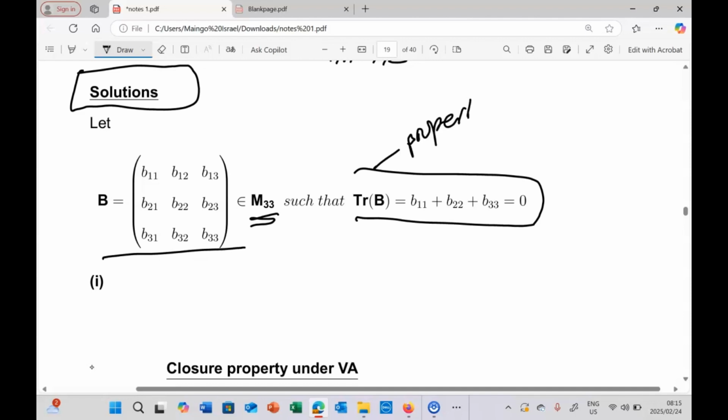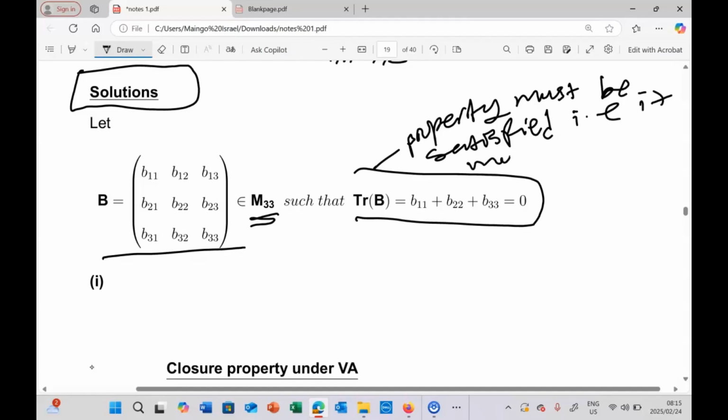This property must be satisfied. In fact, we are saying it must be proven to be true. So that's what we're talking about. It must be proven to be true.